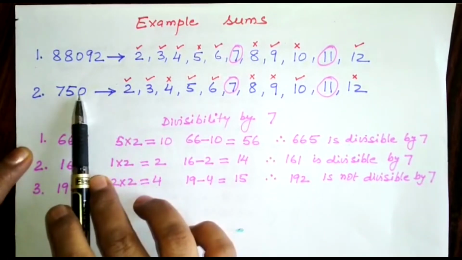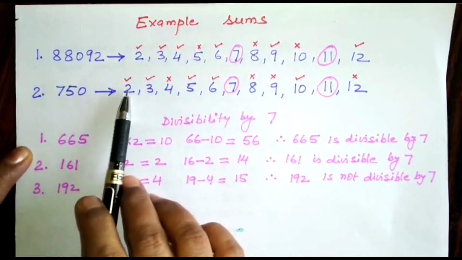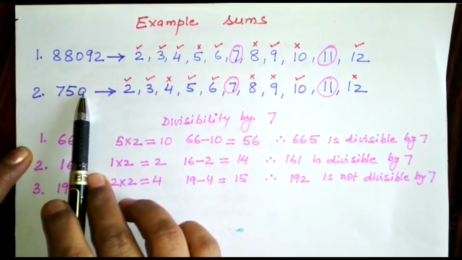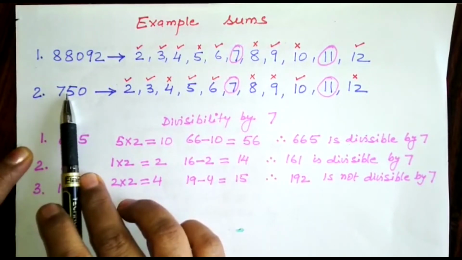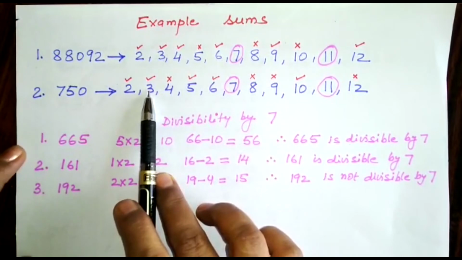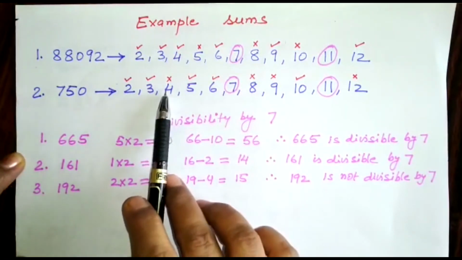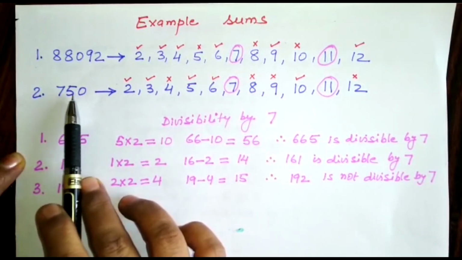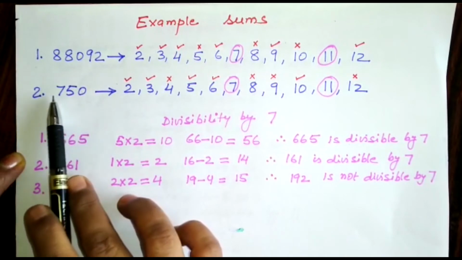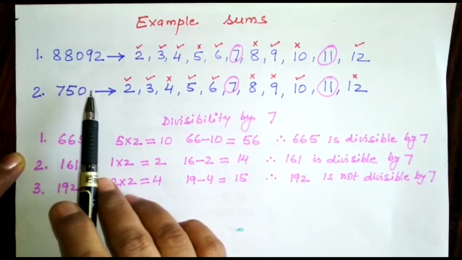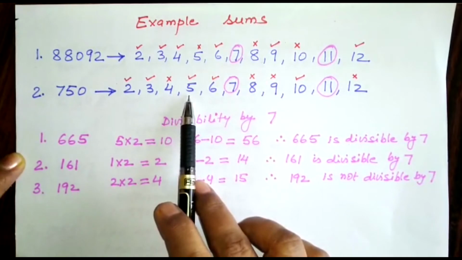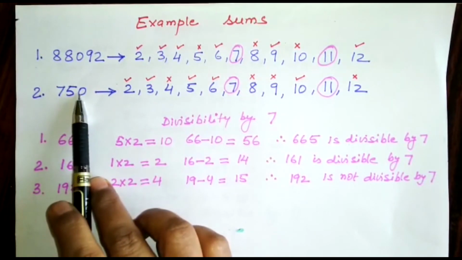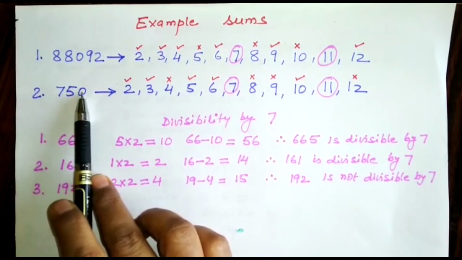We'll see whether the number 750 is divisible by 2. It has 0 in units place, therefore it is divisible by 2. Sum of digits 7 plus 5 plus 0 is 12, which is divisible by 3, therefore the number is divisible by 3. For being divisible by 4, the last 2 digits should be divisible by 4. 50 is not divisible by 4, therefore this number 750 is not divisible by 4. For being divisible by 5, it should have 5 or 0 in units place. It has, therefore this is divisible by 5.